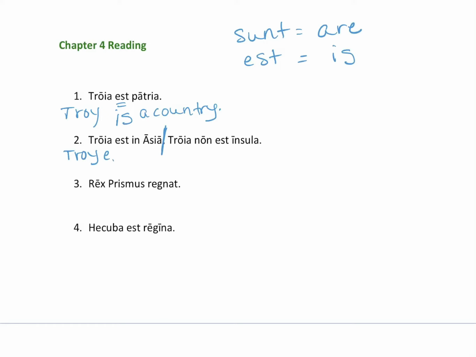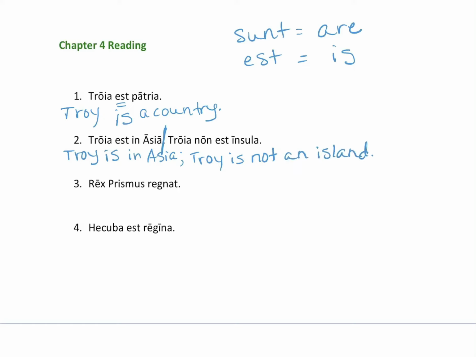So Troy is, and guess what in means in English? In Latin means in English, and you should be able to figure out that word. Troy is in Asia. It's exactly what it looks like. And then Troy, we have est, which is, and then we have the not. Troy is not. So usually we put the not in front of there. It wouldn't make any sense to say Troy not is. And then insula, you should know, which means Troy is not an island.